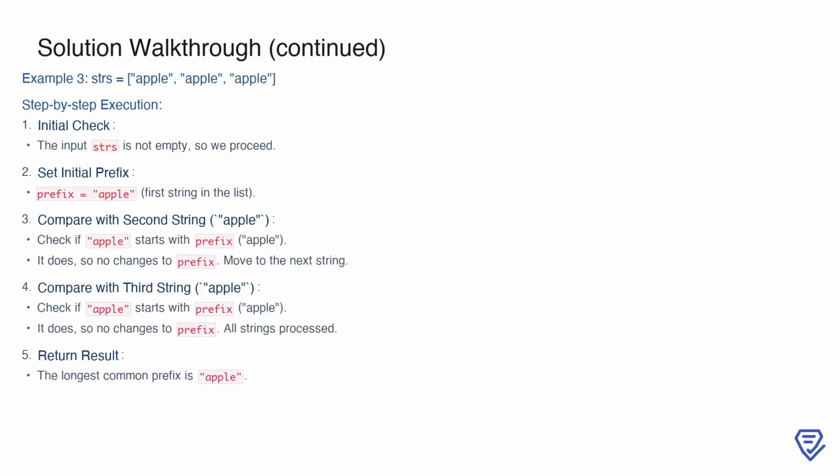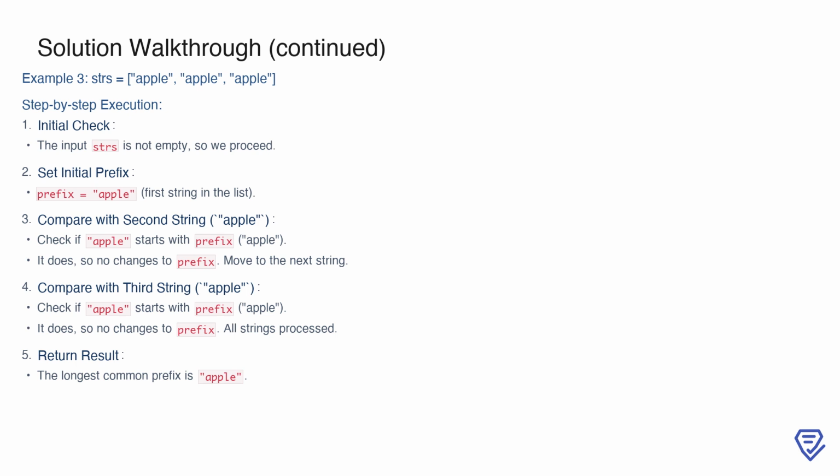Here, the input list contains 3 identical strings, apple, apple, and apple. As usual, we first check that the list is not empty. Then, we set the first string, apple, as the initial prefix. Next, we compare this prefix with the second string, which is also apple. Since the second string starts with the prefix apple, no changes are needed. We then move on to the third string, again apple, and find that it also starts with the prefix apple.